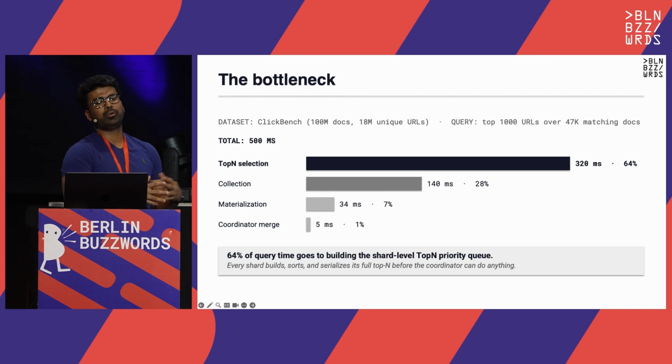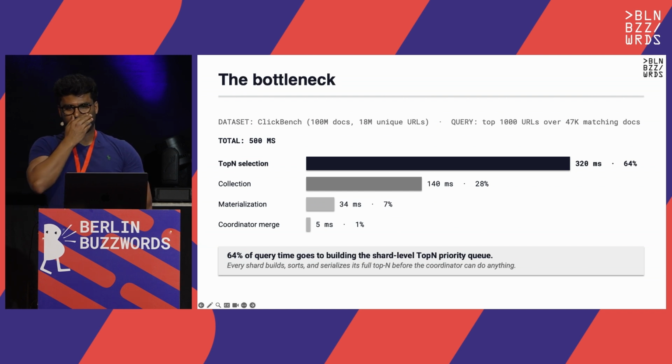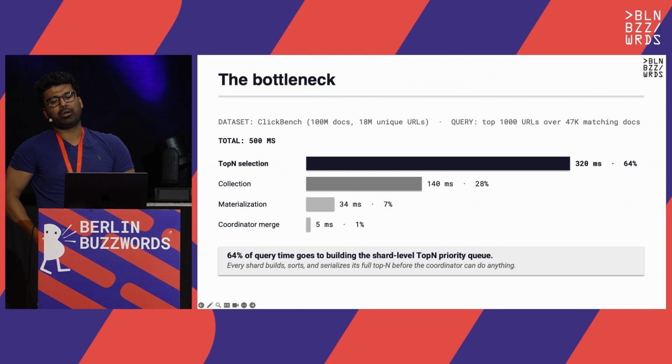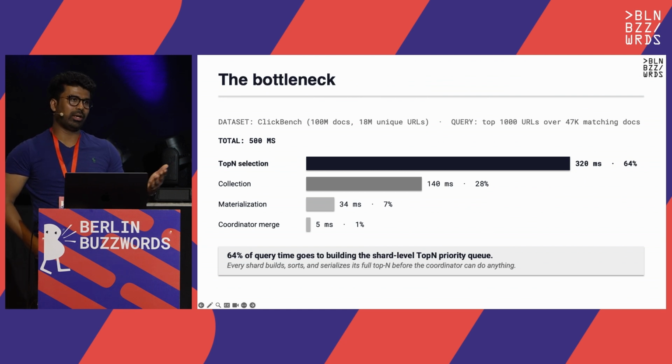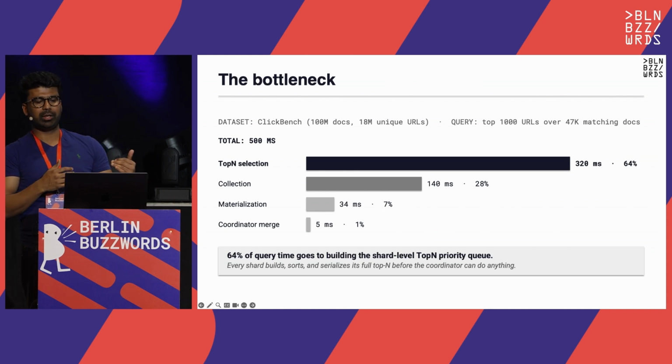Now, let's walk through a real example using ClickBench, which is one of the standard analytical database benchmarks, having 100 million documents and 18 million unique URLs. We are looking at a query that matches 47K documents and asks for the top 1,000 URLs by count. This is a very typical high cardinality aggregation use case. The total execution time is about 500 milliseconds, and we can break it down.